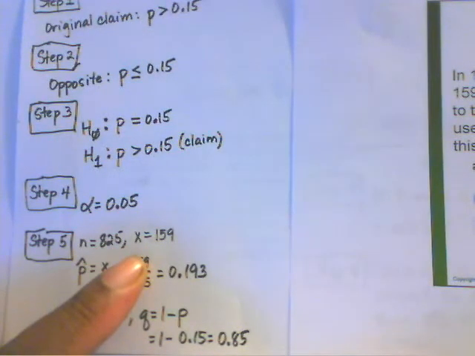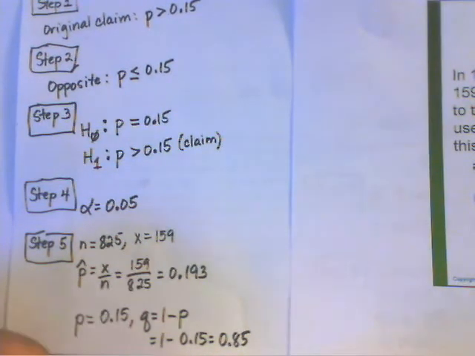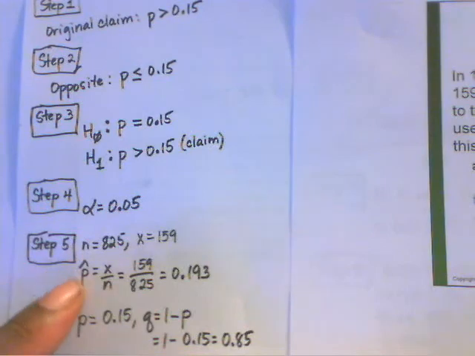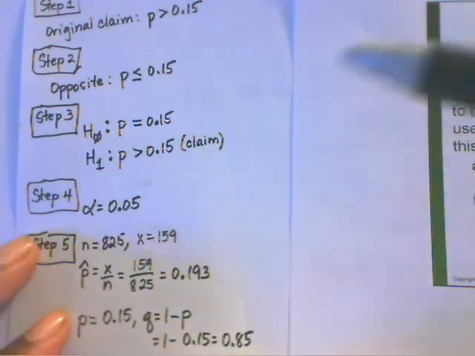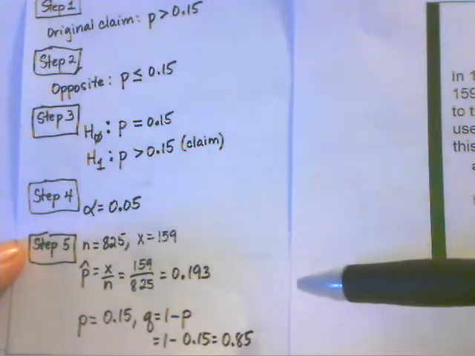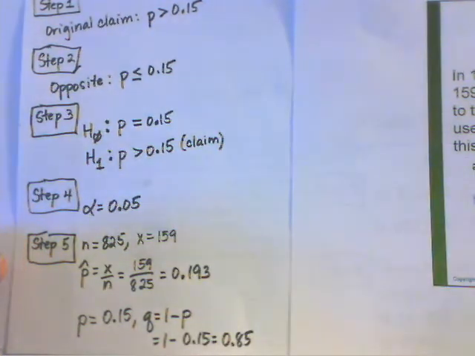We know that 159 use email, so that's what X is equal to, 159. So now we have to calculate what P hat is going to be. Here P hat is going to be X divided by N, which is 159 divided by 825, or 0.193. So P hat in this case will be 0.193.